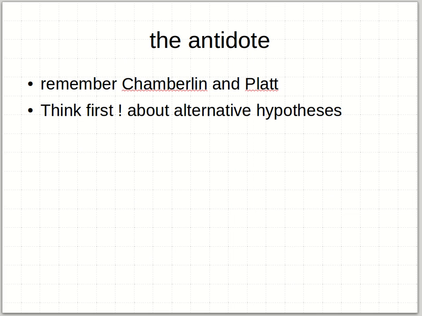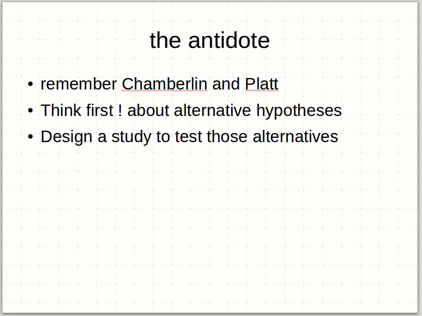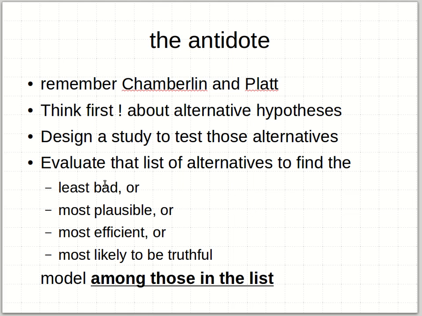So the antidote, remember Chamberlain and Platt. Think first is essentially what they argued. And think carefully about your alternative hypotheses. Design a study to test those alternatives. Be careful to think about them fully and imagine all the possibilities. Then be able to collect the data to evaluate those possibilities. Evaluate that list of alternatives to find out which model is least bad, because remember, all models are wrong, but some are informative. That's an old truism. So you're just essentially trying to identify which model is the least bad.